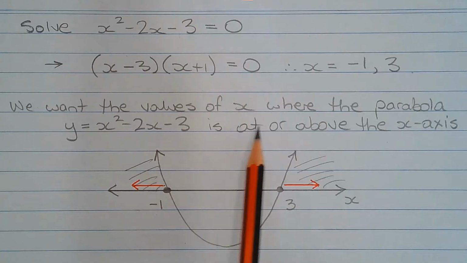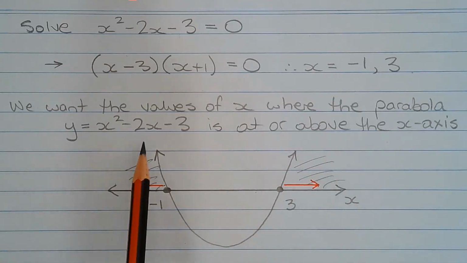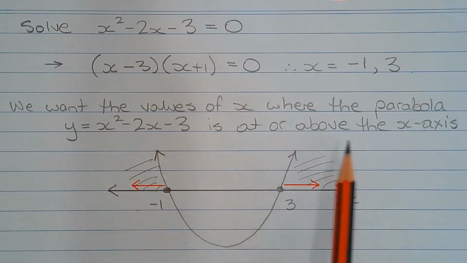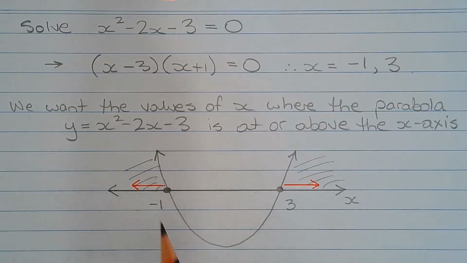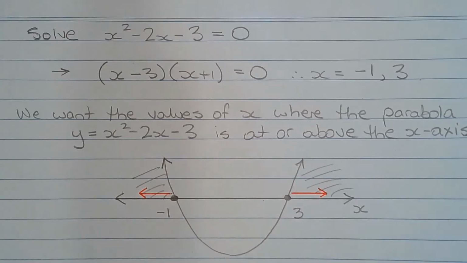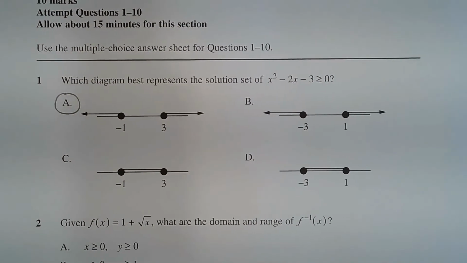Now we want the values of x where the parabola y equals x squared minus 2x minus 3 is at or above the x-axis. So here is a sketch that represents the parabola y equals x squared minus 2x minus 3, intersecting with the x-axis at x equals negative 1 and 3. And the shaded region here and here represents the part of the parabola that's at or above the x-axis. And that occurs when x is less than or equal to negative 1 or greater than or equal to 3. So therefore, the answer is option A.